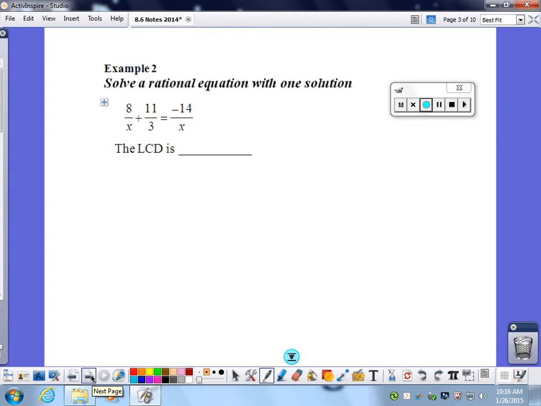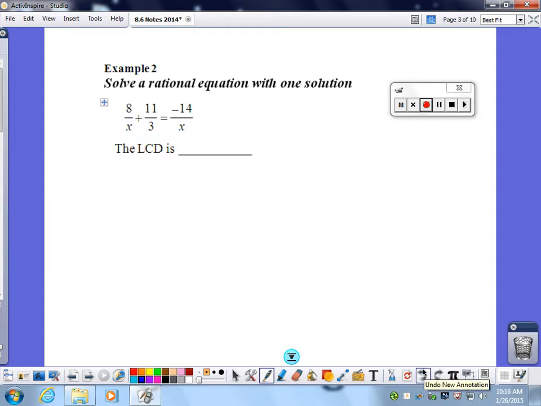Notice we can't cross multiply here because this is not a single fraction. Now you do have the option of making that a single fraction and then cross multiplying, and on this one it's going to work pretty well, but in later problems it's going to get messy. So I'm going to show you a method that'll work for all the problems that we can't cross multiply.